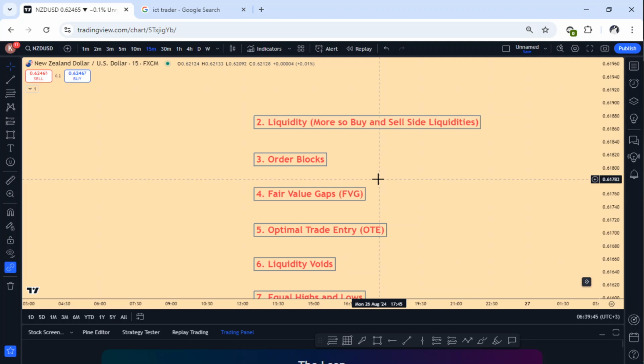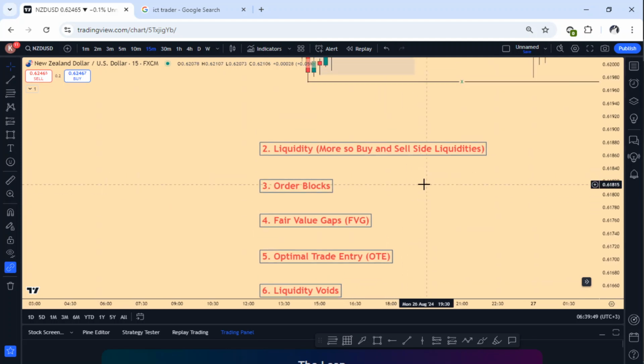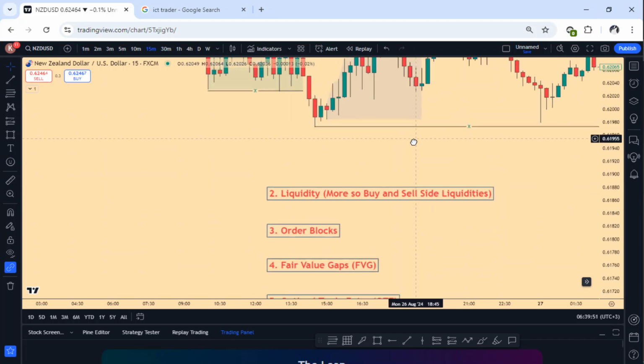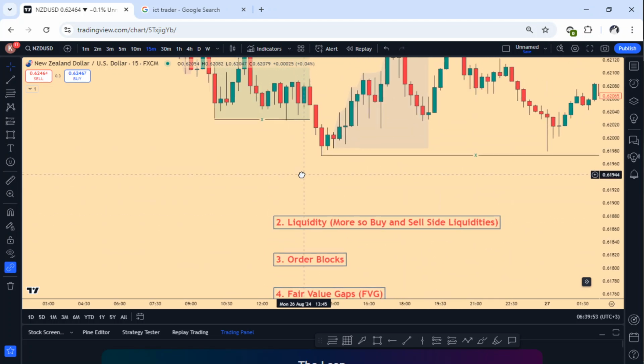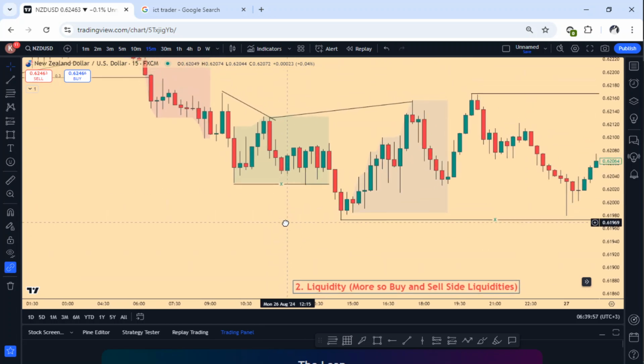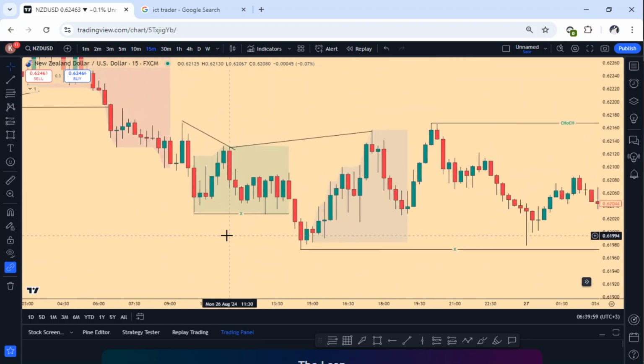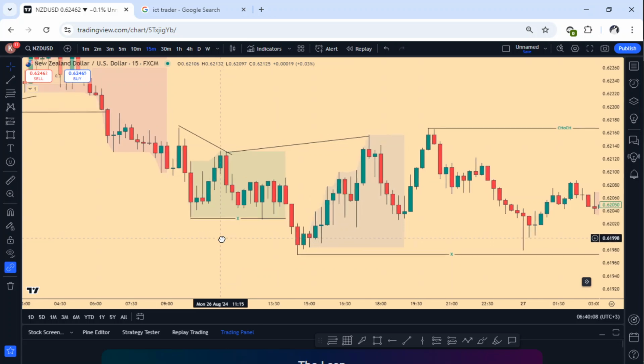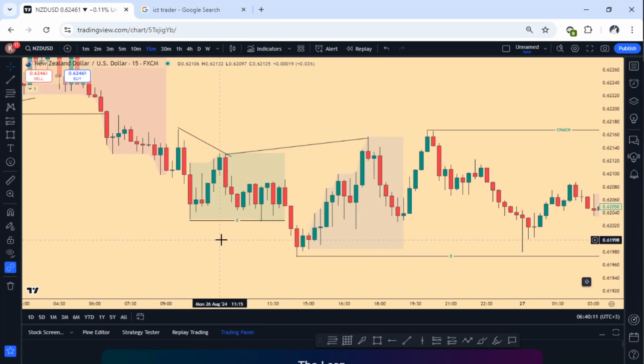So Judas swing refers to a manipulation move in which the market initially moves in one direction to lure traders, only to reverse sharply. It is named after Judas Iscariot, the betrayer, indicating a false move. Identifying this helps ICT traders to avoid false breakouts.